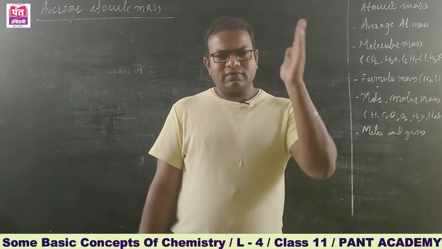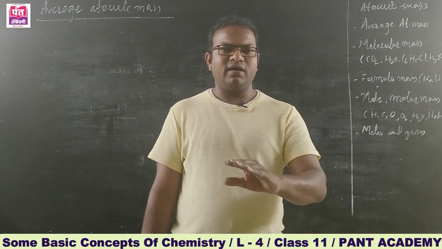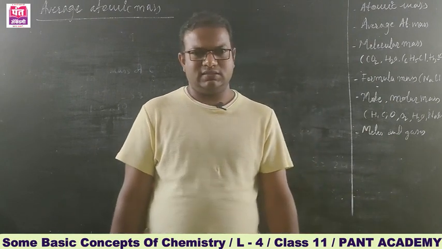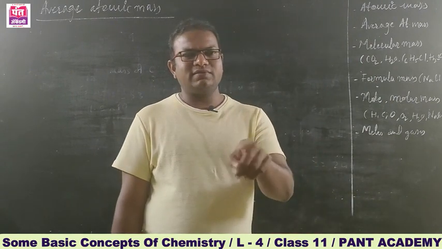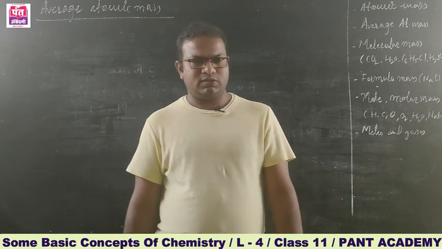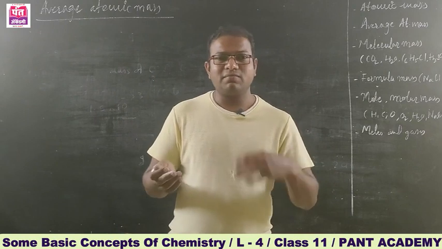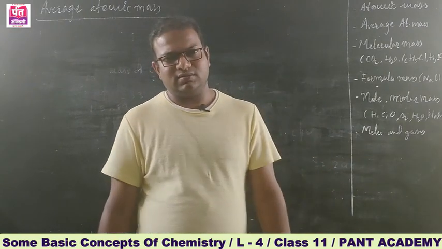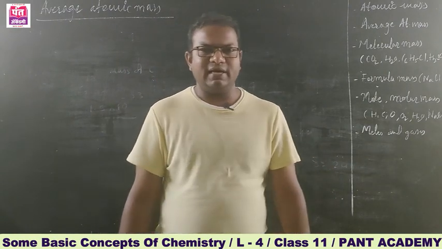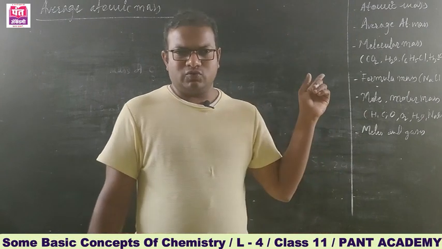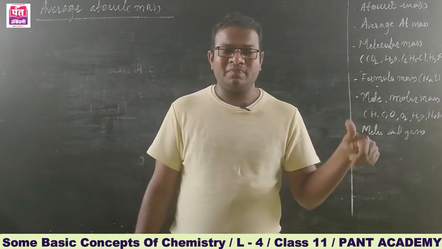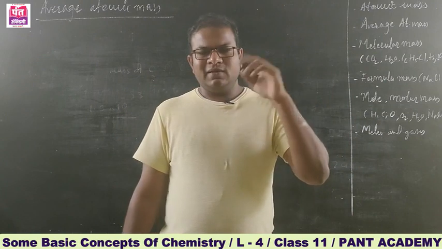Isotopes: atoms of same element but having different masses, and that atoms are called isotopes. सेम एलिमेंट जे असतात पण त्यांचं मास हे वेगवेगळं असतं. अशा ॲटम्सना काय म्हणायचं आहे? आयसोटोप्स. ओके, नाउ एवरेज ॲटॉमिक मास.